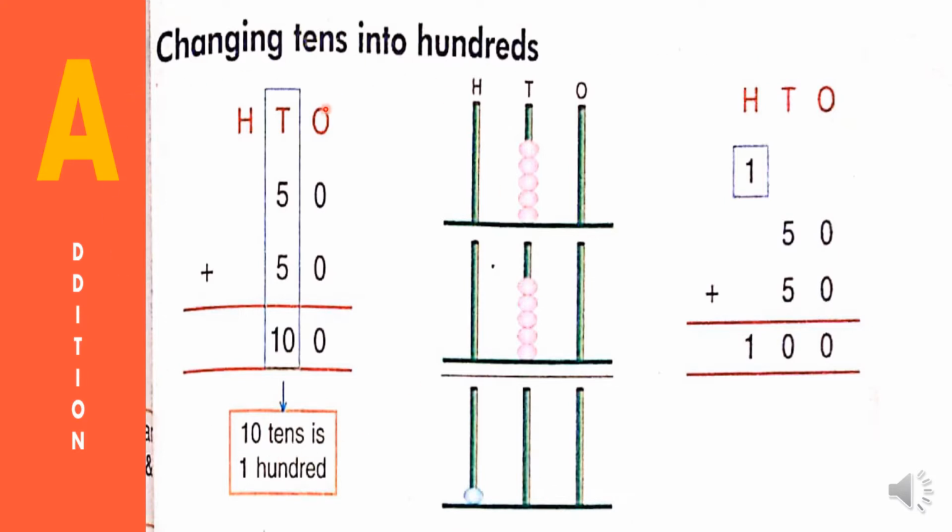Okay? Now 50 plus 50 we should add. When we are doing addition, we should always start with the ones column digits only. So many times I said. So here first we have to add ones. Is there any value? 0 plus 0, we are getting 0, no value. So next we have to add the tens column.